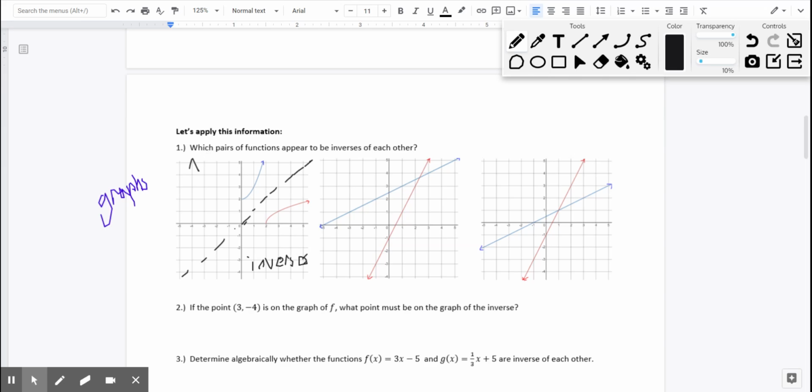I didn't label them. If you want to call this A and circle it up, feel free. Then we can investigate B and C, or you can just write down that they're inverses.